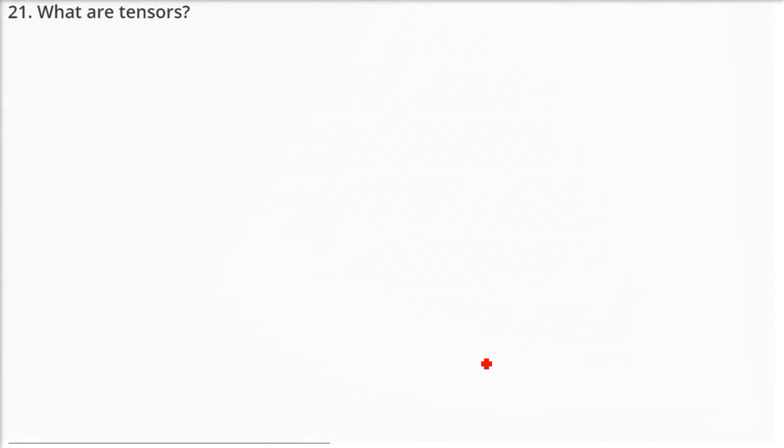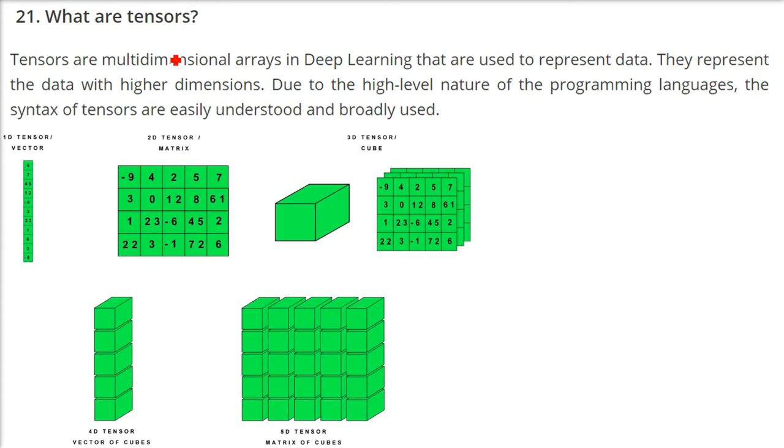What are tensors? You might have heard about tensile strength and TensorFlow, etc. This tensor actually has come from physics. Tensor means multi-dimensional arrays in deep learning that are used to represent the data. For example, I am making an array. The programming people might know what I am doing.